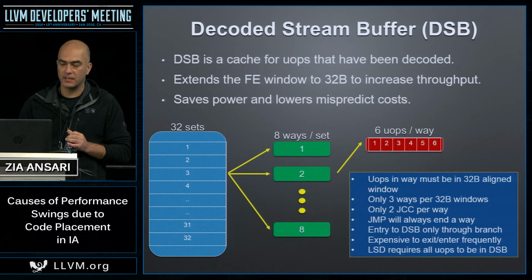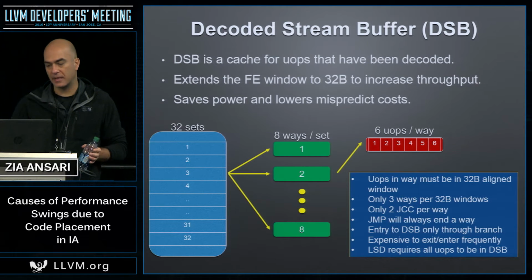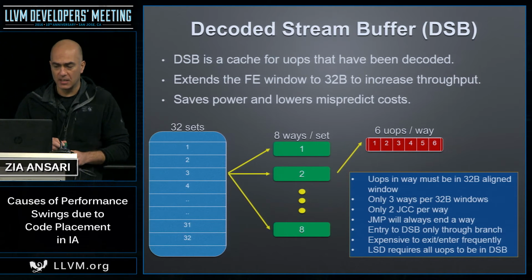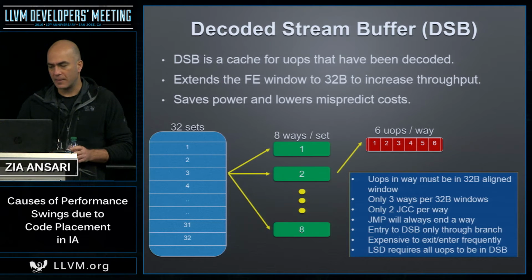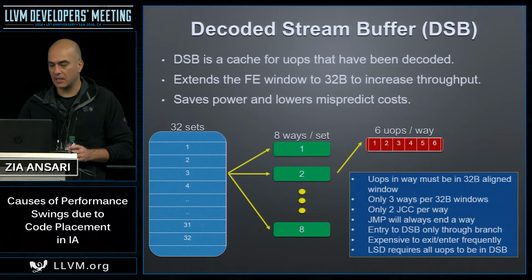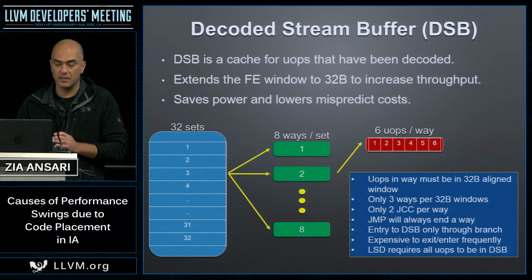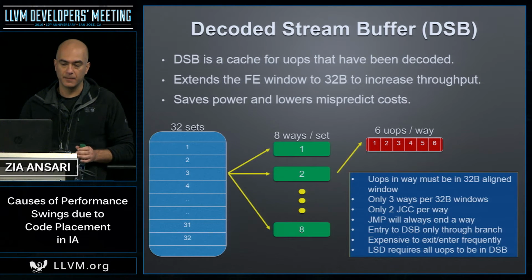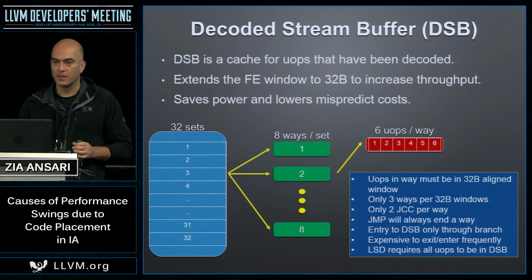Only 2 conditional branches are permitted per way, and an unconditional branch will always end a way. So if you end up putting an unconditional branch in the first UOP of a way, then you've just wasted another 5 UOPs. Entry into and out of the DSB is through a branch. It becomes expensive to enter and exit the DSB frequently, and if you want to hit the LSD, you have to have all your UOPs in the DSB. So that's kind of the DSB at a high level.